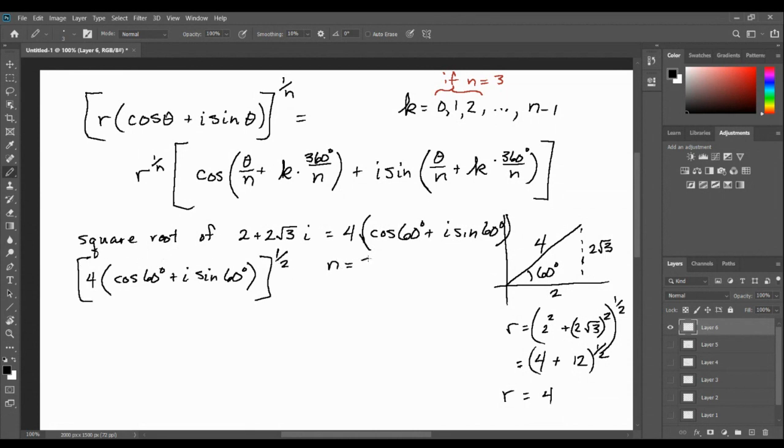So n equals 2. That means that k equals 0, 1, but not 2. So just those 2 values, because it goes up to n minus 1. So when k equals 0, we've got this set up. We've got 4 to the 1/2 power times cosine of theta over 2, so 60 over 2 plus k is 0 times 360 over 2.